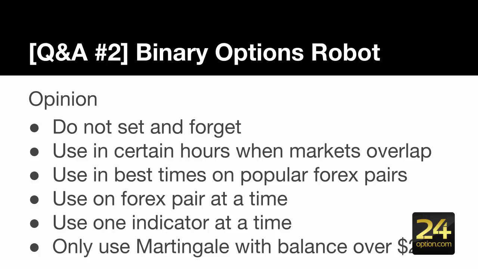So my personal opinion on the binary options robot is that I do not think it's a software where you set and forget. I think people get confused when they see the word auto trading, thinking that that means that they can just basically press a button and let it run for you. Auto trading in this instance actually just means that it does do that, but you do have to still watch it quite closely. So I recommend to only use the binary options robot in certain hours when markets overlap. I'll explain that more in the next slide.